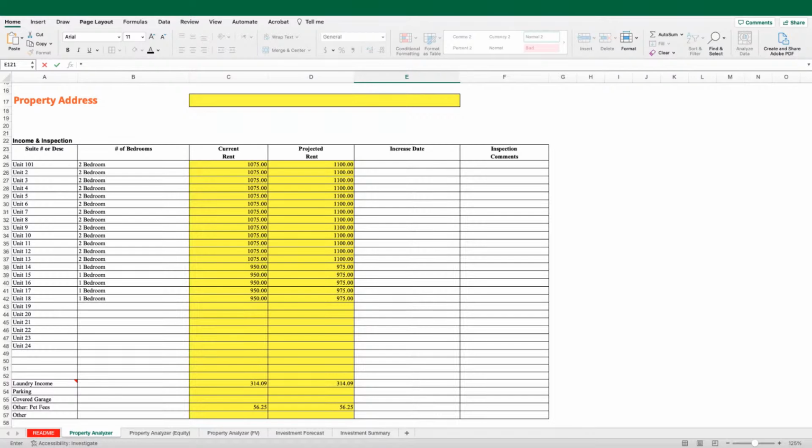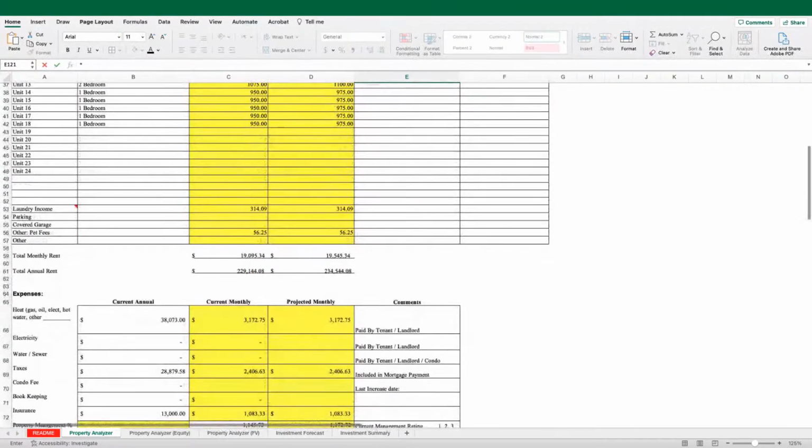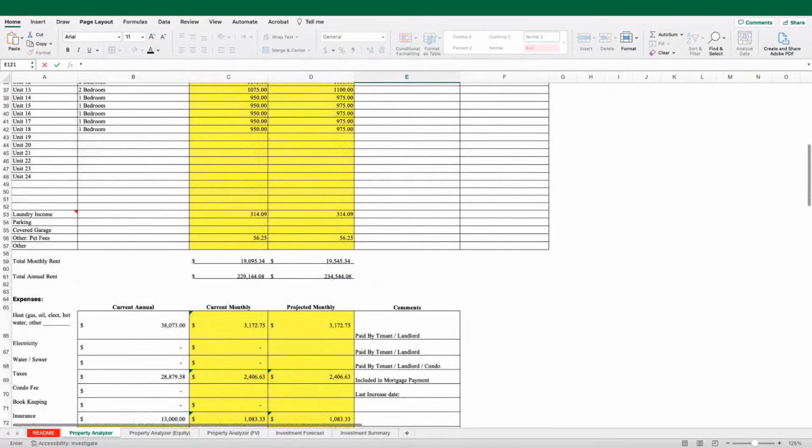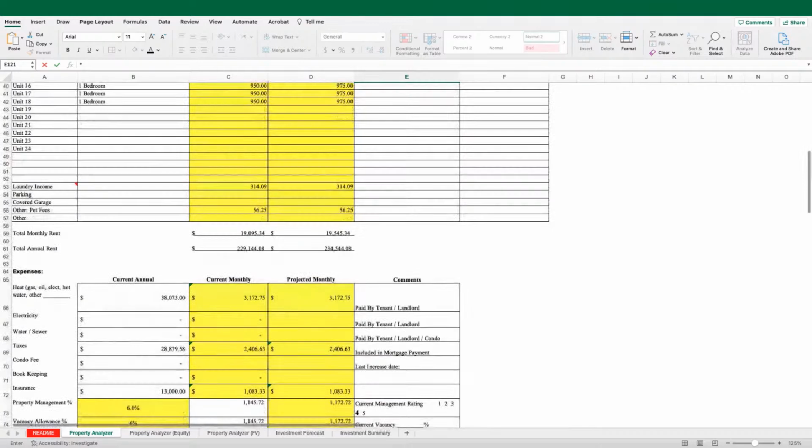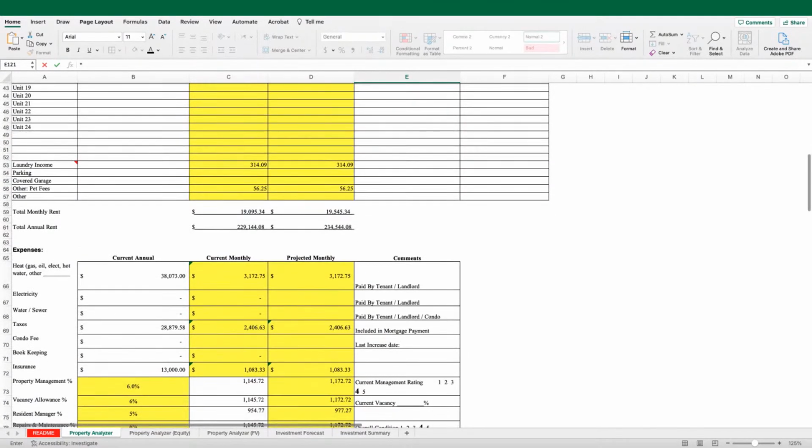But there's an opportunity to raise the rent by about $25 per suite. Fantastic. Great. So as we look at this, we're looking at the rental income. We started off with monthly rental income of $19,000. I'm able to generate $19,545. Great. And I'm increasing my income from $229 to $234.